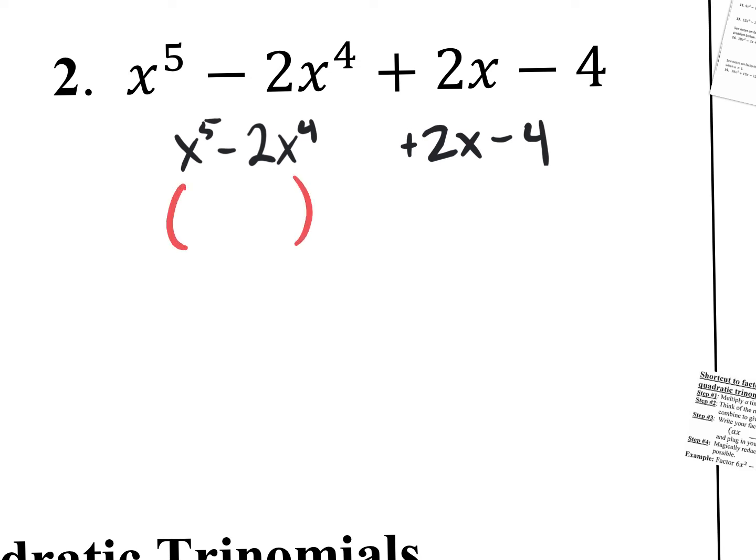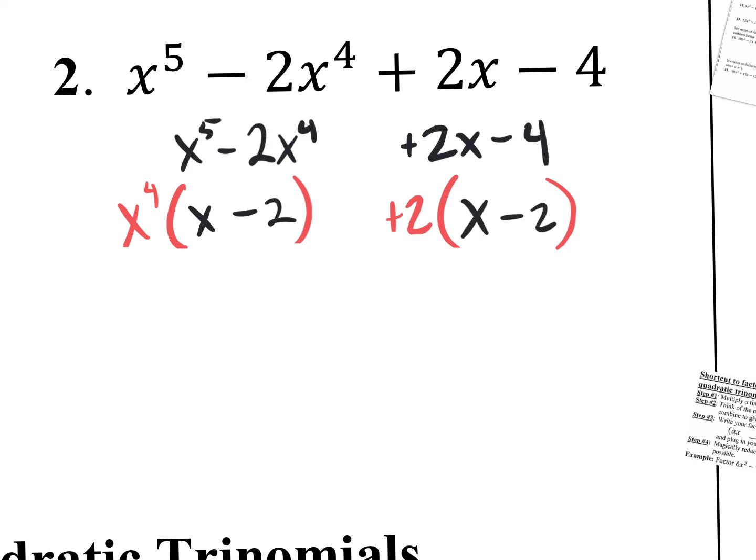My first group, what could I pull out? What's the GCF? X to the 4th. What will I have left over on the inside? X minus 2. That's right. And in my second group, what could I pull out? A 2, right? We're going to pull out a 2, and what's left on the inside? X minus 2. And that's great because we actually have a common binomial, which is our next step.